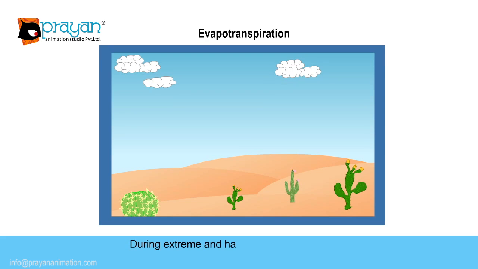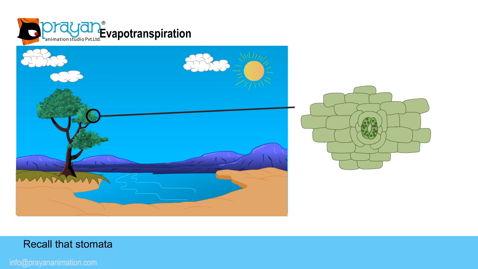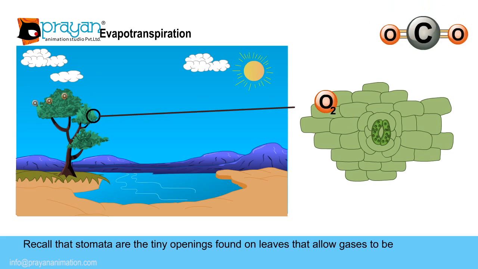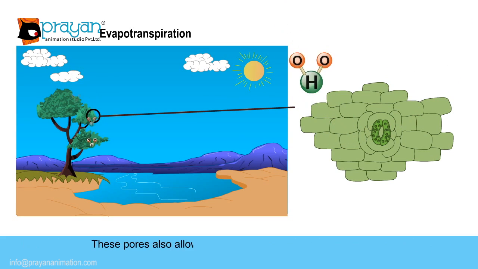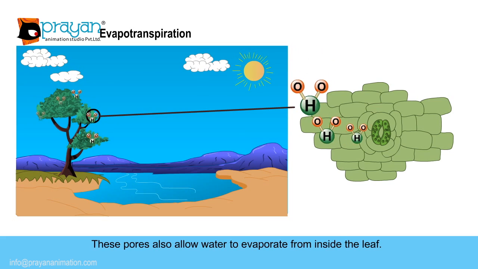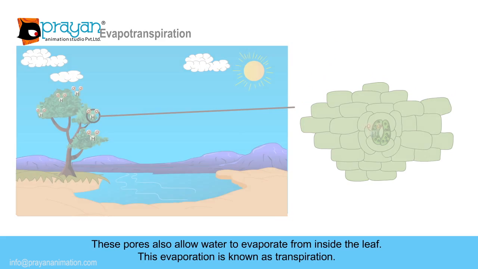During extreme and harsh weather conditions, plants have evolved water conservation mechanisms in order to survive. Recall that stomata are the tiny openings found on leaves that allow gases to be exchanged. These pores also allow water to evaporate from inside the leaf. This evaporation is known as transpiration.